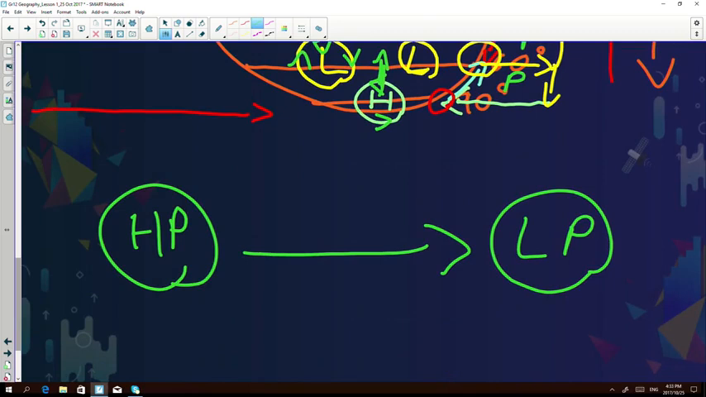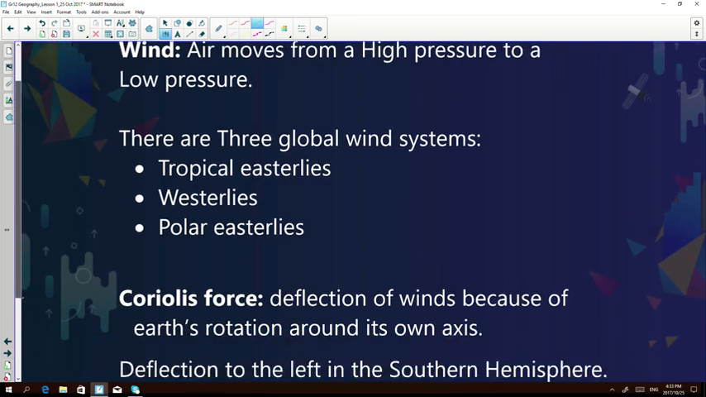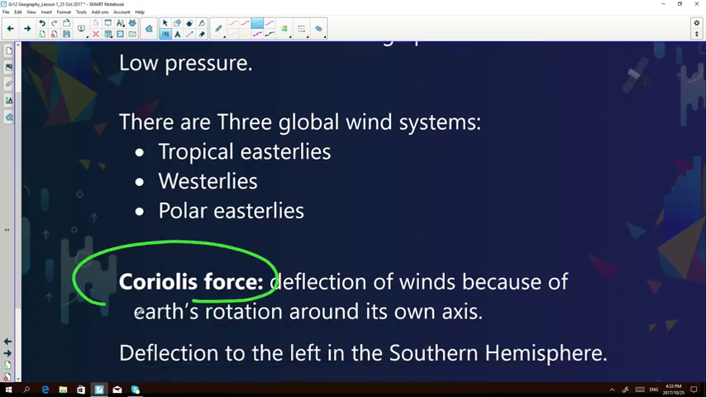Now in grade 11, you've learned about Coriolis force. Now what is Coriolis force? It's the deflection of the winds by the Earth's rotation around its own axis. Now the simple rule of thumb is, if you stand with your back to the wind in the southern hemisphere, the wind will deflect to your left. When you stand with your back to the wind in the northern hemisphere, the wind will deflect to your right.